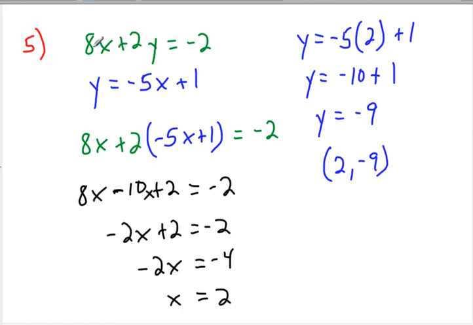Now let's check it. So 16 minus 18 is negative 2. And then negative 10 plus 1 is negative 9. So this is correct, and that's great. I'm going to stop this video and we'll move on to part 2 just so I have them around 10 minutes.